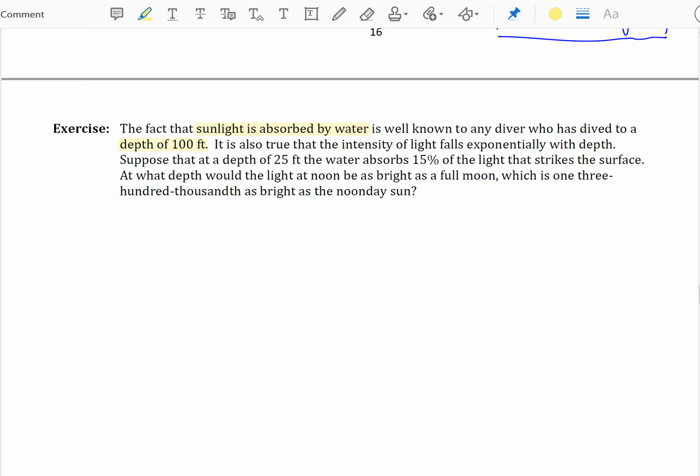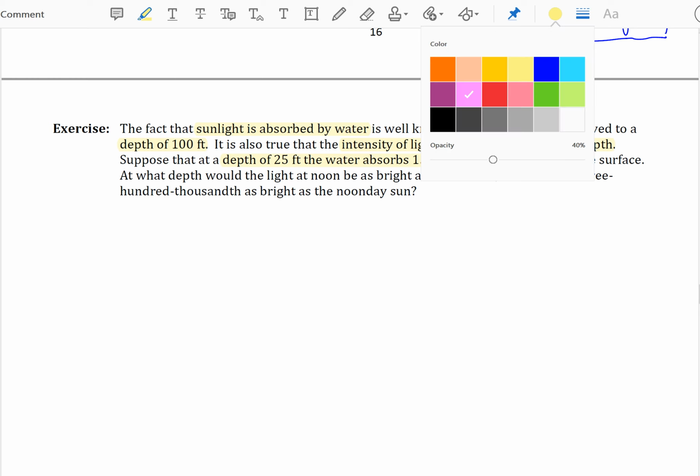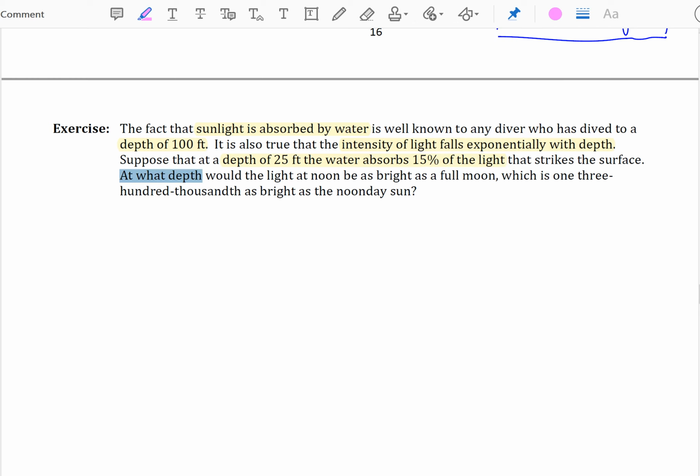It is also true that the intensity of light falls exponentially with depth. Suppose that at a depth of 25 feet, the water absorbs 15% of the light that strikes the surface. Now our question. At what depth would the light at noon be as bright as a full moon, which is 1/300,000th as bright as the noonday sun?